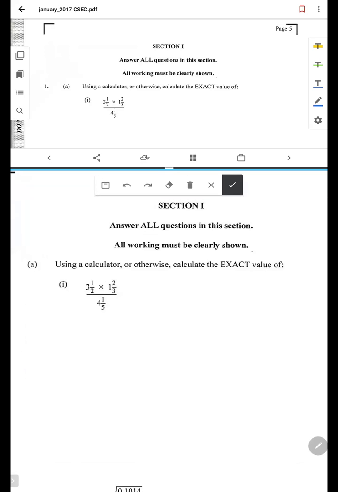All right. So we're starting with this first question, question 1a. It gives us that fraction, and we have to use a calculator or otherwise to find the exact value. We can put it in decimal and round off, but to give the exact value, usually we'll give it back as a fraction.